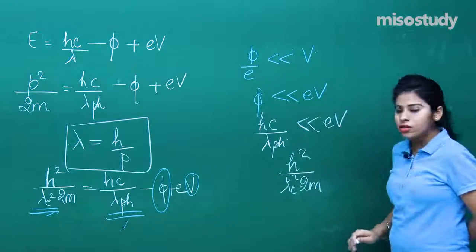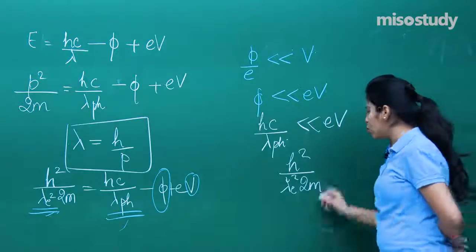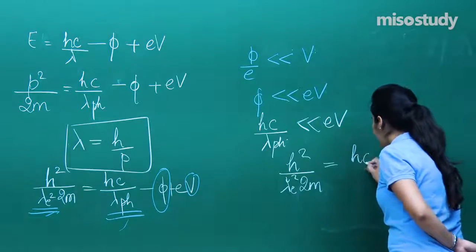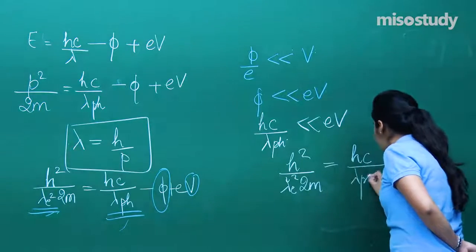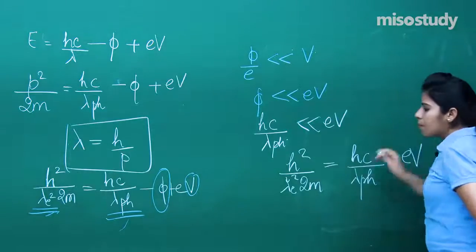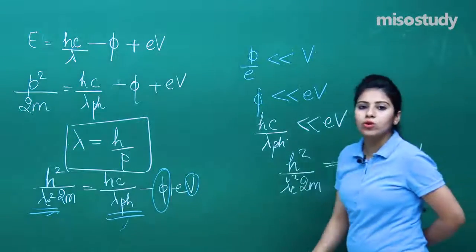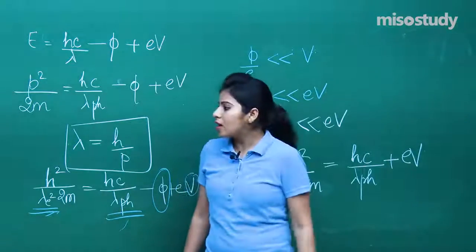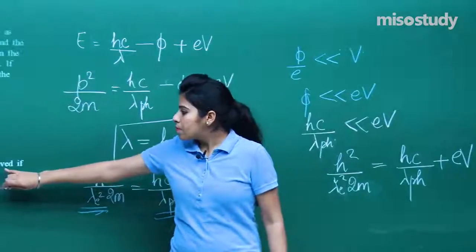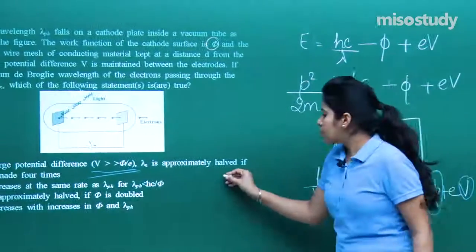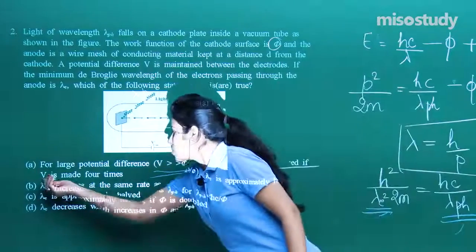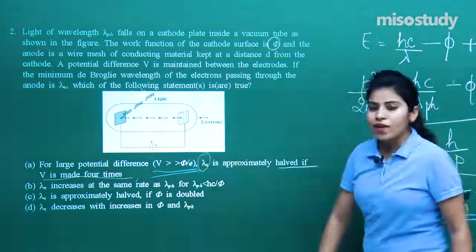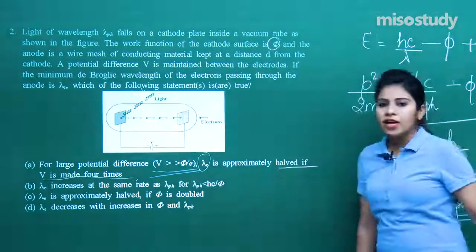This relation has now become equal to hc by lambda pH plus eV, because from this equation I have now ignored this phi. We are having this relation with us. So for that, if V is made 4 times, for large potential difference, we have to tell the value of lambda E if V is made 4 times.